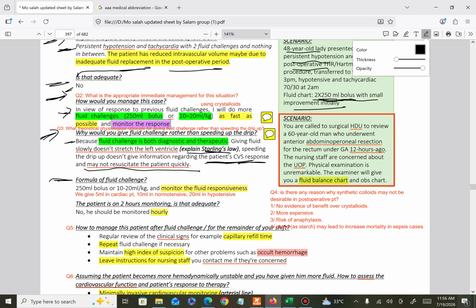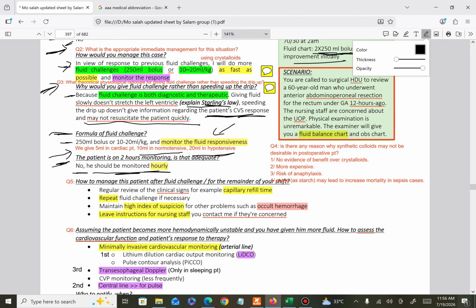Formula of fluid challenge: we will give 250 ml bolus or 10 to 20 ml per kg and monitor the fluid responsiveness. We give 5 ml in a cardiac patient, 10 ml in normotensive and 10 ml in hypotensive. The patient is on 2 hourly monitoring. Is that adequate? No, because he should be monitored hourly. How to manage this patient after fluid challenge for the remainder of your shift?